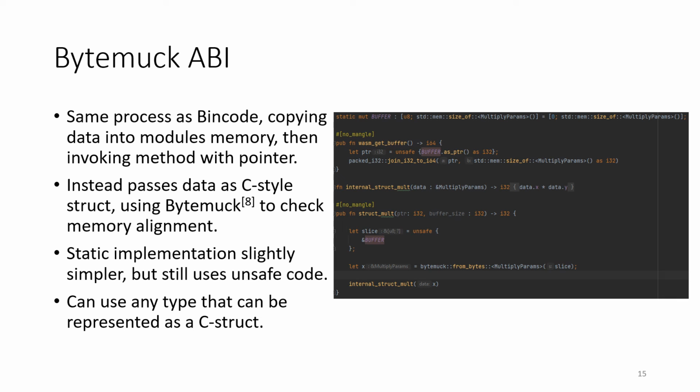Since Bytemuck just checks memory alignment, it should be much simpler than BinCode. However, it can only represent types that can be represented directly as a C struct and not more complicated types like BinCode is capable of.